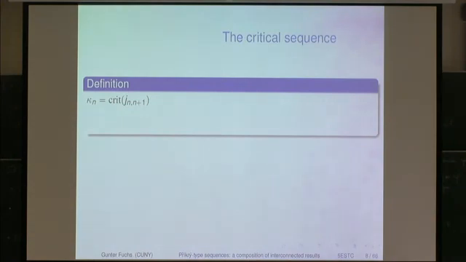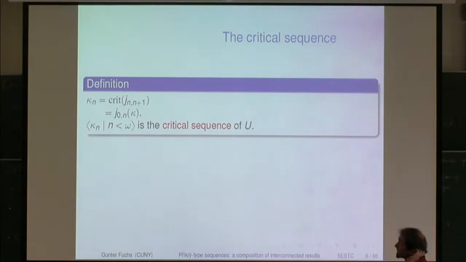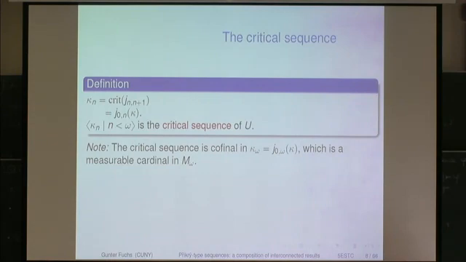Okay, so then let's write kappa n for the nth critical point. That's the same as the image of the original measurable cardinal under the embedding into the nth model. And the kappa n sequence is the critical sequence of mu again. So the critical sequence is then cofinal in kappa omega, and kappa omega, of course, by elementarity, is measurable from the viewpoint of M omega. So the critical sequence doesn't belong to M omega.